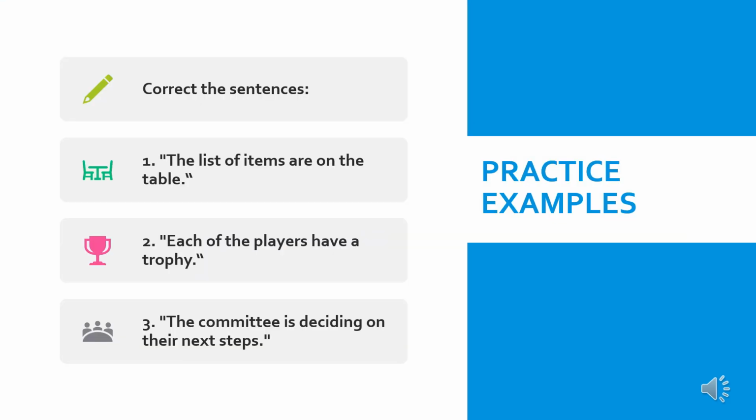Let's practice with a few examples. I will read a sentence and you can decide if the subject and verb agree. For example, the list of items are on the table. Here, list is singular, so it should be the list of items is on the table. Try the next two sentences yourself to test your understanding.